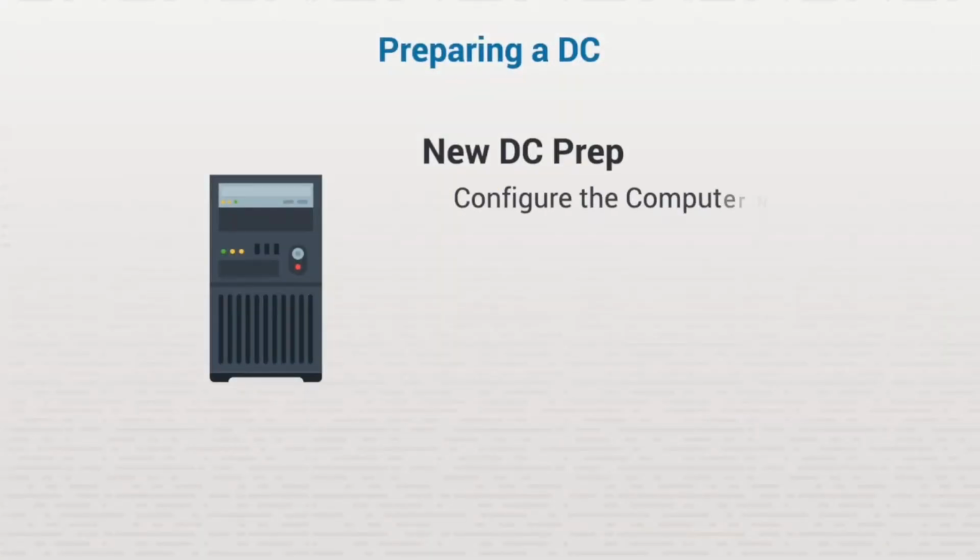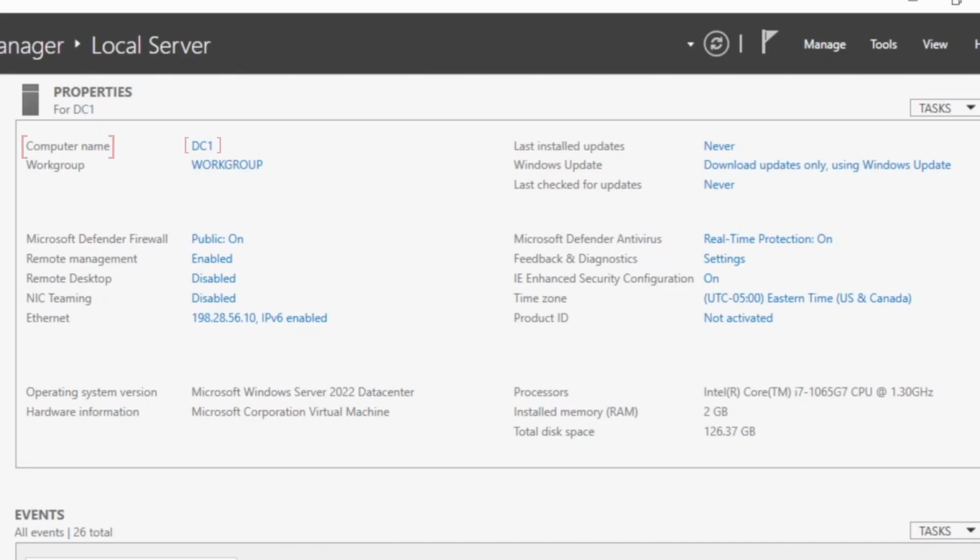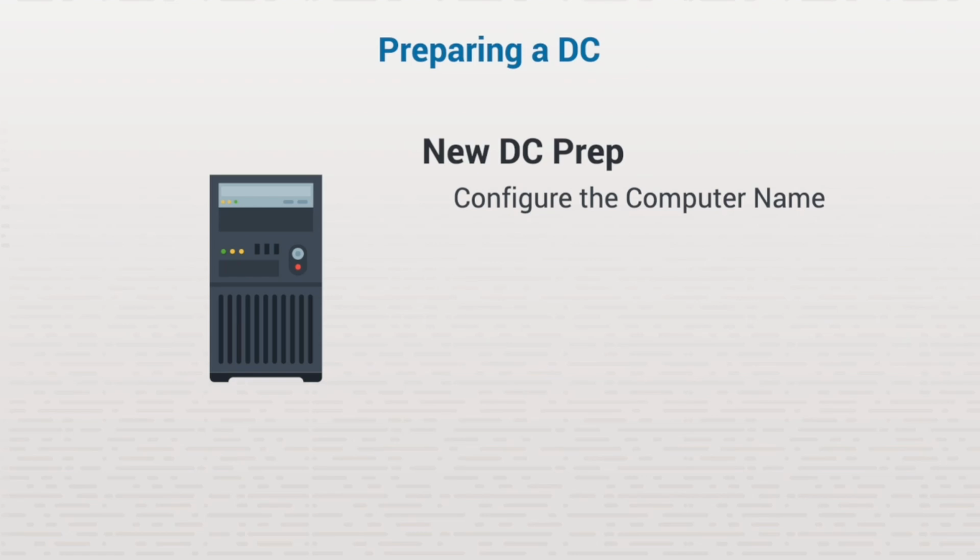The first thing to configure is a server's name. It's extremely difficult to change the computer name after Active Directory is installed, so it's best to set the name beforehand. The next thing to configure is the system time and time zone.